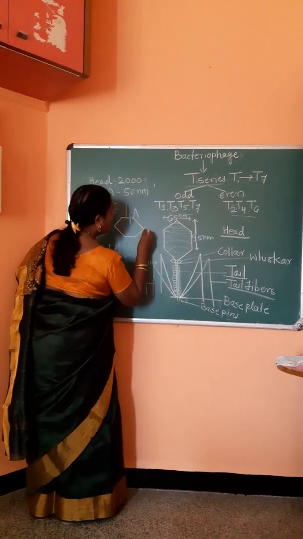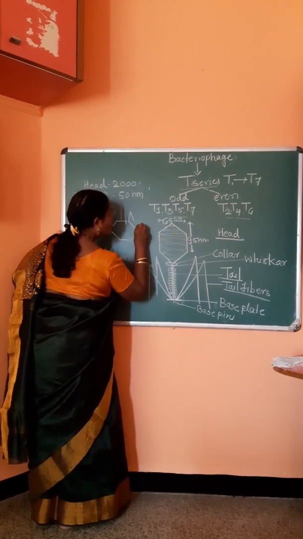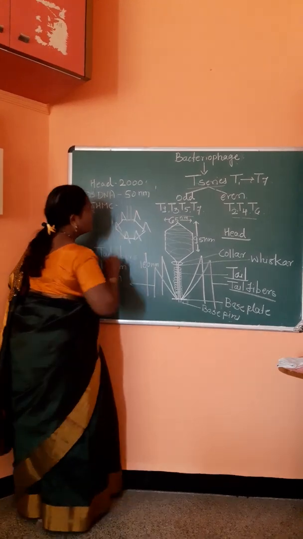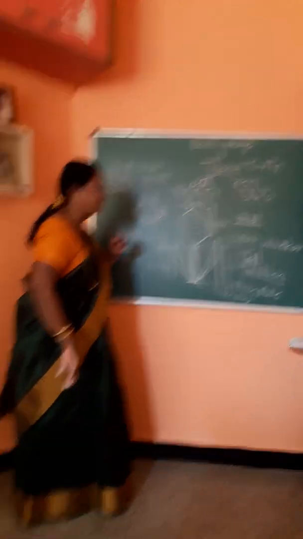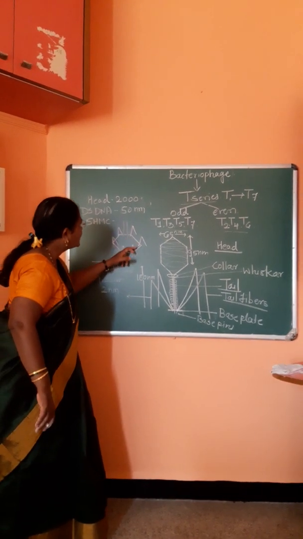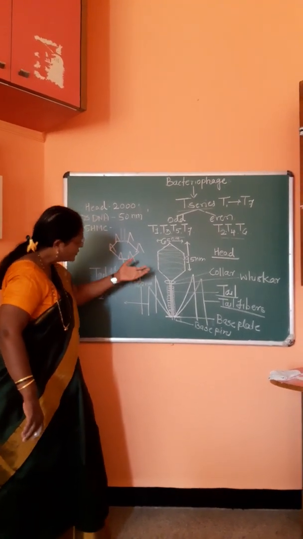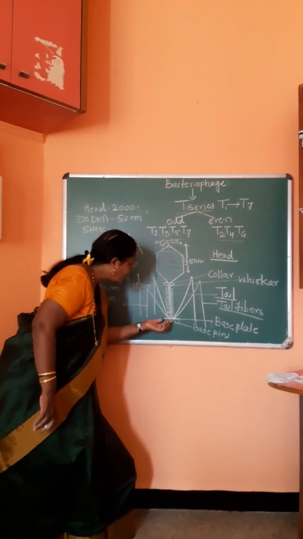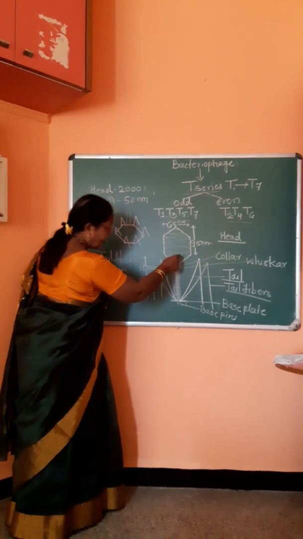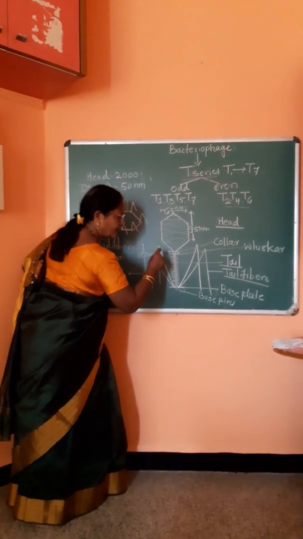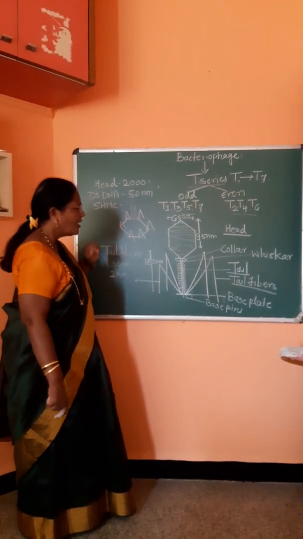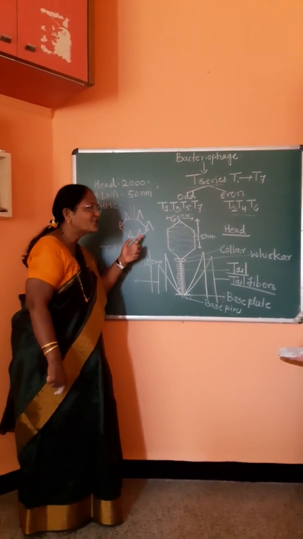Okay, so what is that pin? At each corner of the hexagonal plate, a pin-like structure protrudes or arises. Okay, so these are called base pins. This is called a base plate. That base plate is present at the end of the sheathed tube. So this is the entire structure of the tail. How many pins are present? 6 pins are present. And what is the function of that base pin?